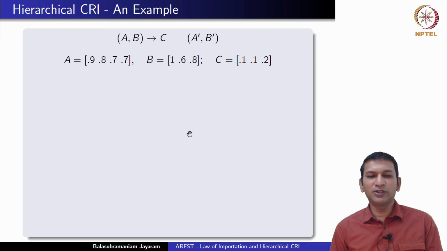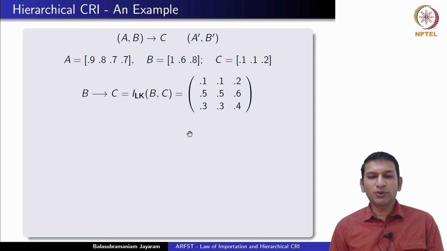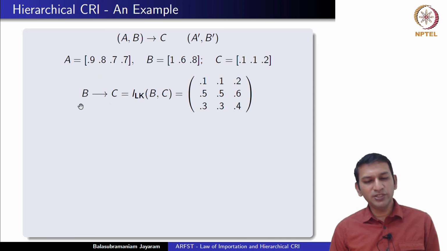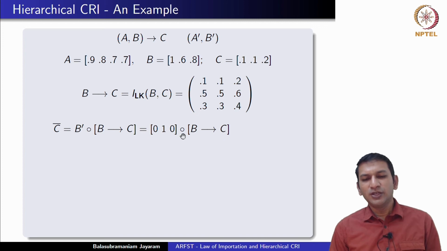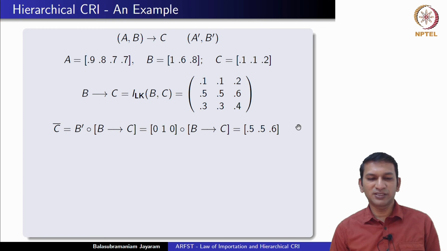Let's assume the same values for A, B and C. So first we obtain the relation between B and C only. B is the antecedent and C is the consequent. Once again, let us use the Lukasiewicz implication. So the relation that we would get is essentially this. Now to obtain the intermediary output C bar, we need to compose B dash with this B implies C, and we know B dash is singleton fuzzified. So when we apply this, what we get is just the middle row, which is 0.5, 0.5, 0.6.